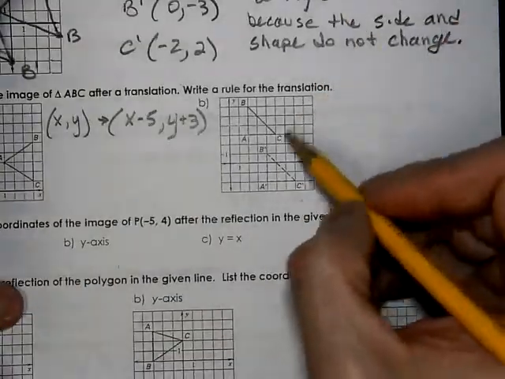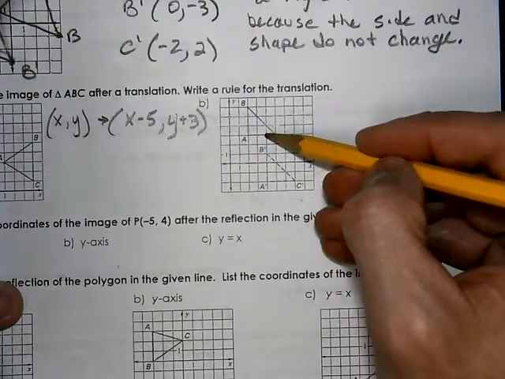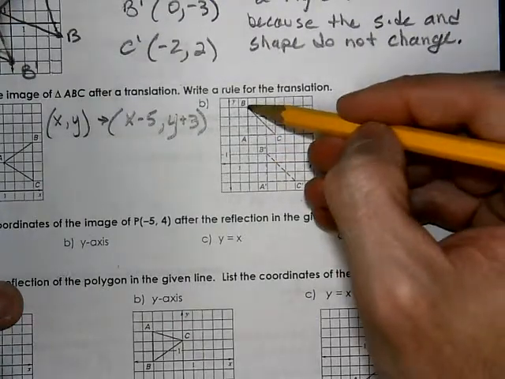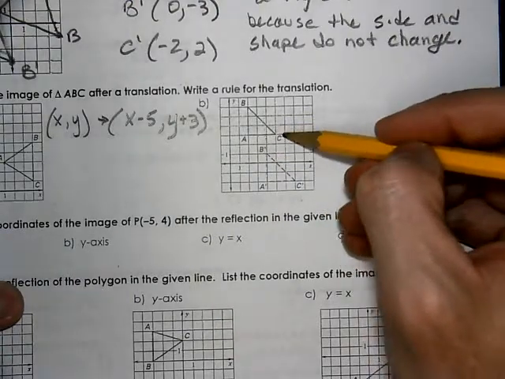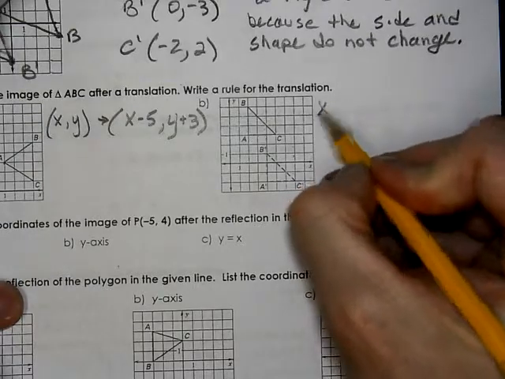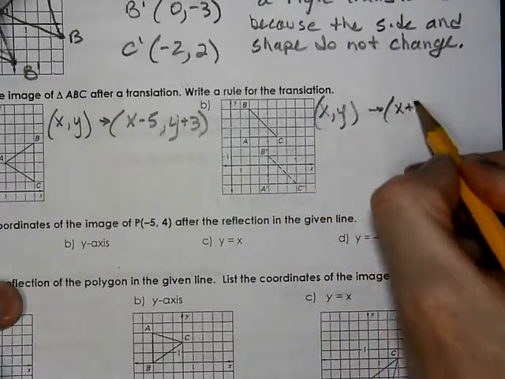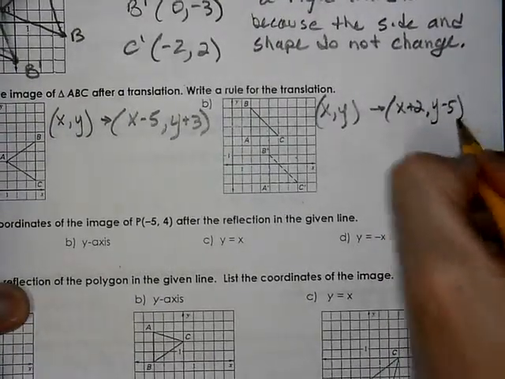Let's try this one. We're going to go 2 to the right for A, and down 1, 2, 3, 4, 5. B should also go to the right. 1, 2, 3, 4, 5 down. To the right for C. 1, 2, 3, 4, 5 down. So our xy is doing x plus 2 because you're going 2 to the right, and we're going 5 down.